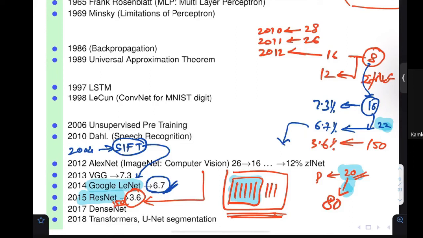This database was difficult, and generally 5% error was made by humans themselves, because if you ask humans to annotate the things, they have 5% error. So if the system becomes better than 5%, you can think that now the system is actually overfitting, we don't want to go to that particular thing.